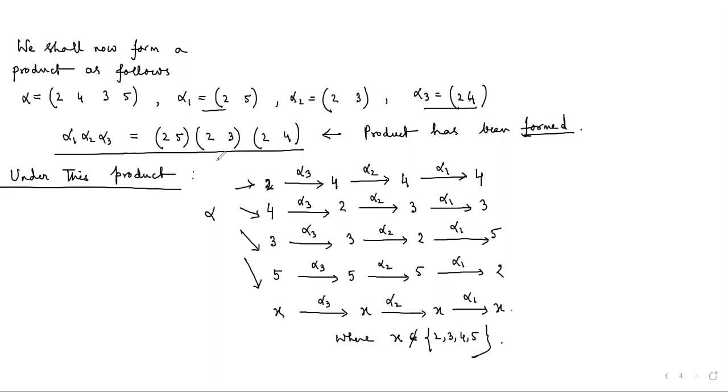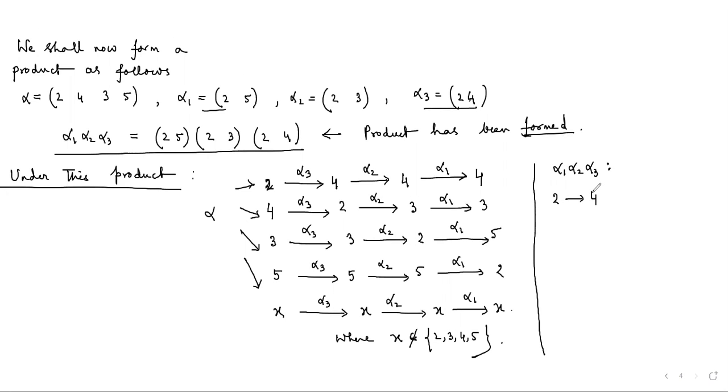Okay. Now, under the permutation alpha 1, alpha 2, alpha 3, that means the composition of these three permutations, what is happening over here? Under the permutations alpha 1, alpha 2, alpha 3, what is happening is the following.